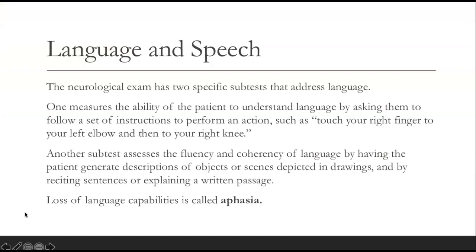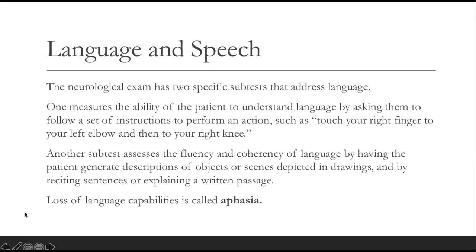The next part is language and speech. And there's two different subsets of this test that will address language. One will measure the ability of the patient to understand language by asking them to follow some instructions, like touch your right finger to your left elbow and then to your knee. So these are things that you take in, you hear language, you have to interpret them, and then be able to make yourself do the actions that you want to do. So it's testing a lot of abilities right there.